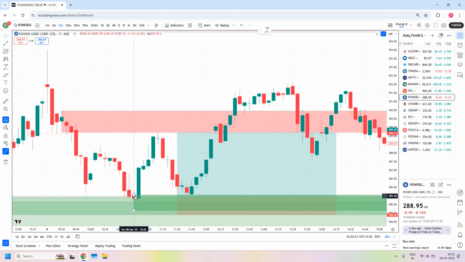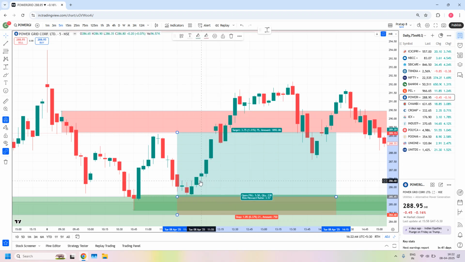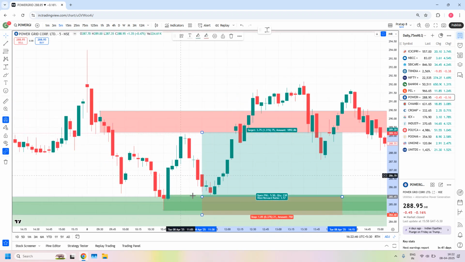What is the type 2 proximal? Type 2 proximal entry is 285.55 paisa. 285.50 paisa you can't take. Where you have to take entry? You have to take 285.45 paisa. 10 paisa difference. Why 10 paisa difference?